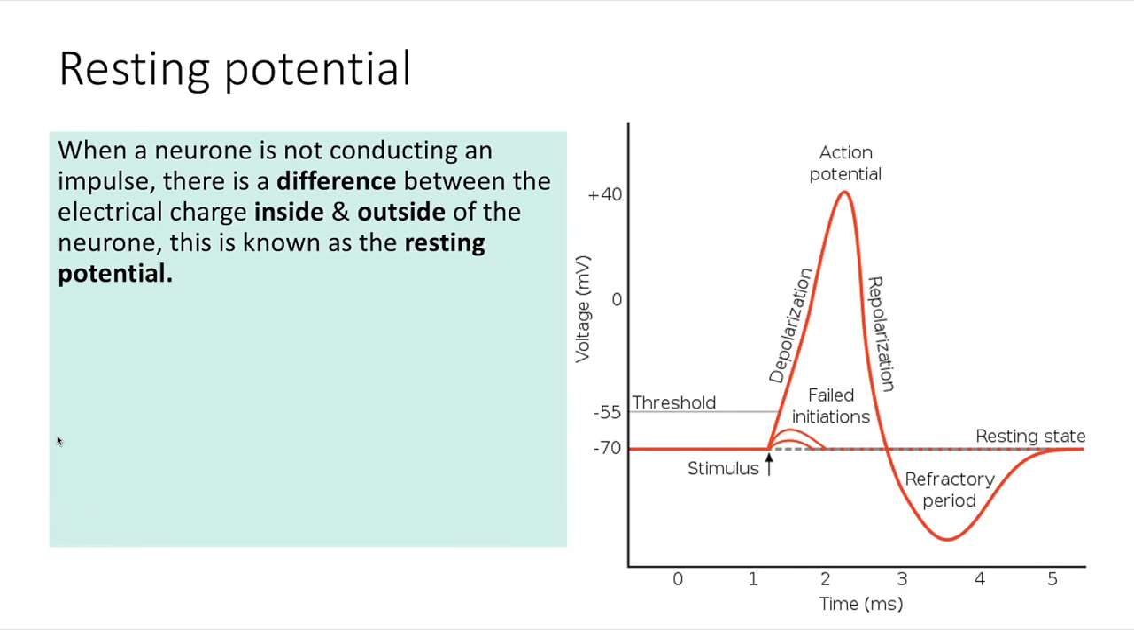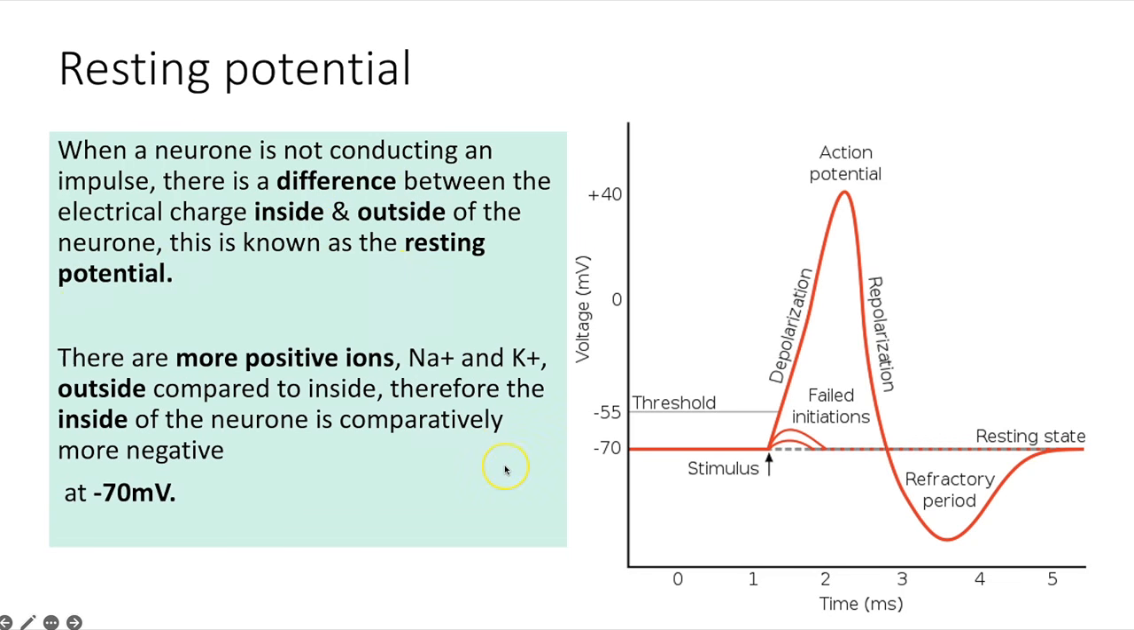Next, we move on to the actual changes that happen in a response. And when there isn't a stimulus, your neurons would be in resting potential state. So that's what we're going to go through first. When a neuron is not conducting an impulse, meaning there's no stimulus, there is still a difference between the electrical charge inside and outside of the neuron, and that is known as the resting potential. You actually have more positive ions, which are the sodium ions and potassium ions, outside of the neuron compared to inside, and therefore the inside of the neuron is comparatively negative at minus 70 millivolts.